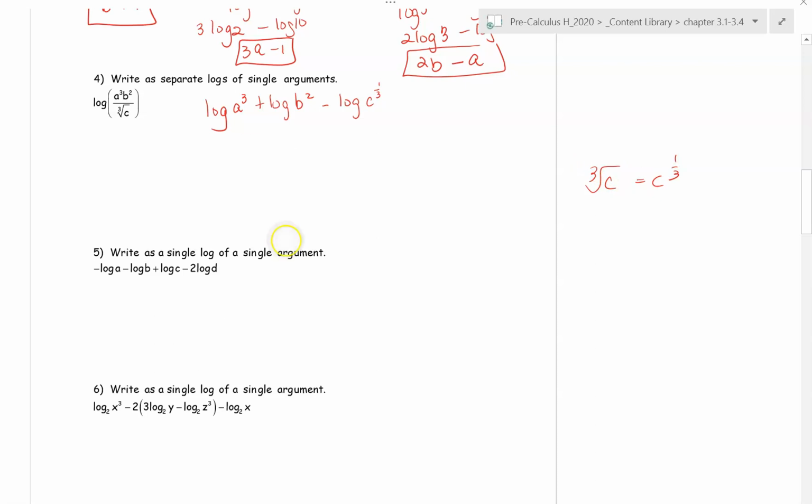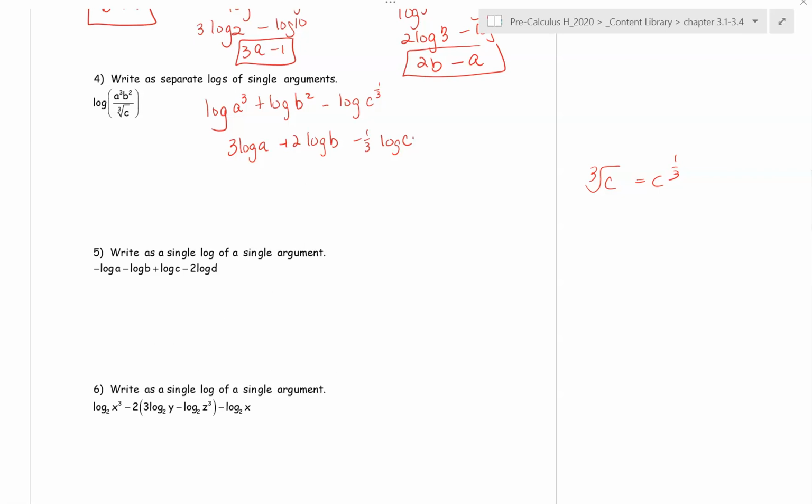Okay, now again, you can use the power rule. So that's 3 log a plus 2 log b minus 1/3 log c. Okay, so you wrote separate logs with single arguments.